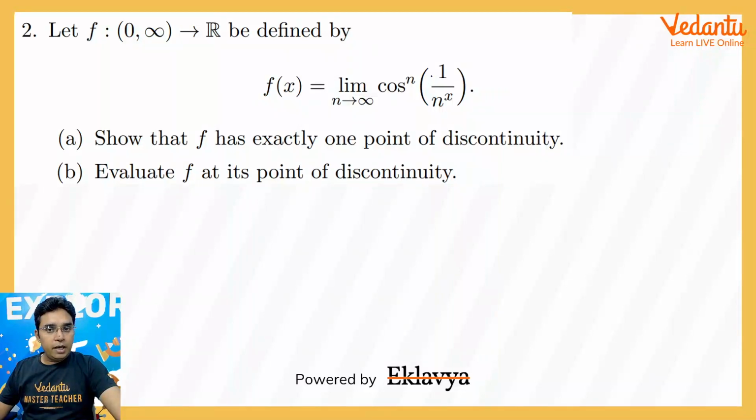cos raised to the power n of 1 upon n power x. We have to prove that f has exactly one point of discontinuity, and we have to evaluate this f at this point of discontinuity. Let us see how we will do this question.